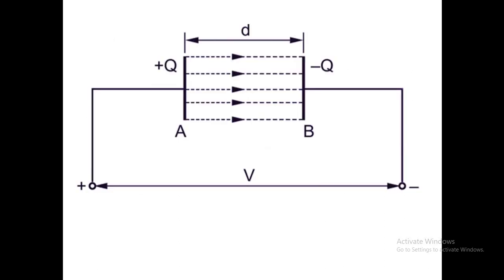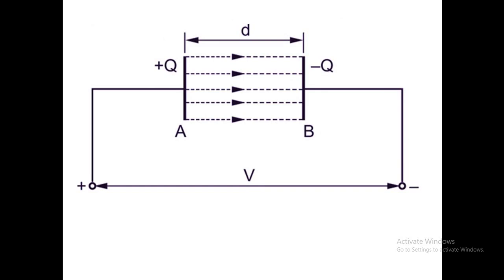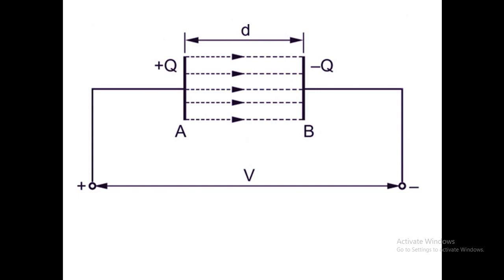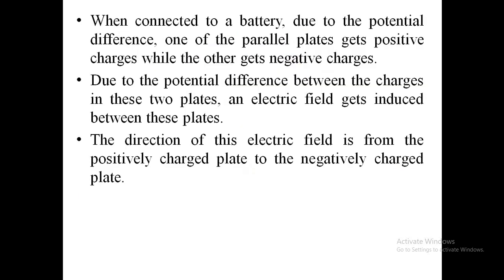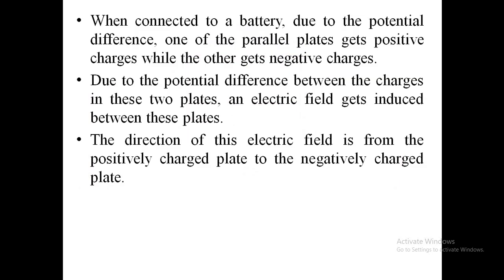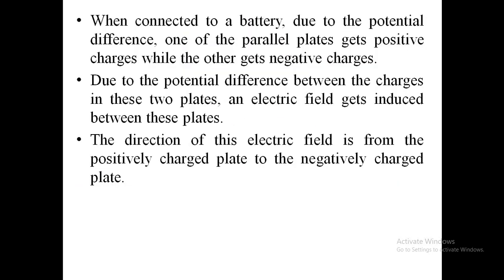As given in this diagram, when connected to a battery, due to the potential difference, one of the parallel plates gets positive charges, whereas the other parallel plate gets negative charge. Due to the potential difference between the charges in these two plates, an electric field gets induced between them. The direction of this electric field is from the positively charged plate to the negatively charged plate, and it is expressed with an arrow here.